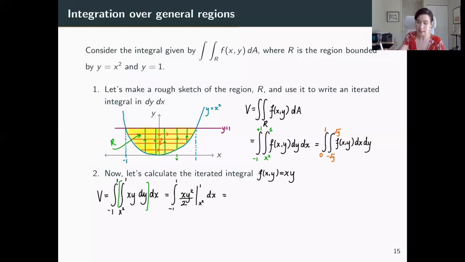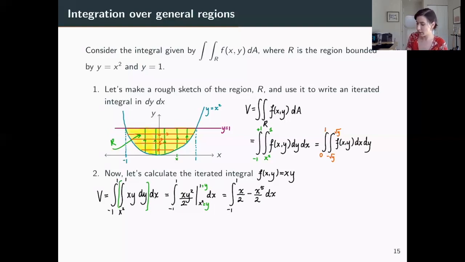Then, evaluating these limits of integration, we have -1 to 1, our outside integral, and we'll end up with, remember that this is our y equal to 1 and y equal to x squared. So that's going to give us just x over 2, and then minus, we'll end up with x times x squared squared, which will give me an x to the power of 5 divided by 2, all dx.